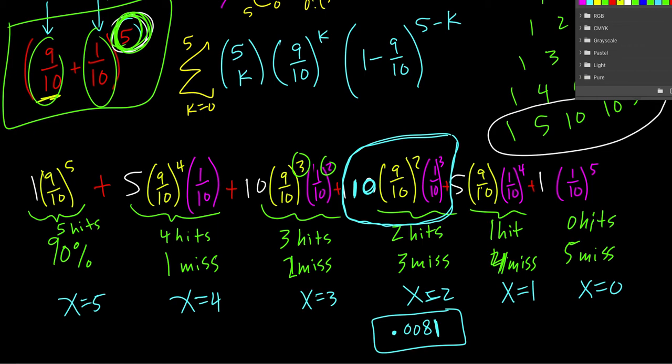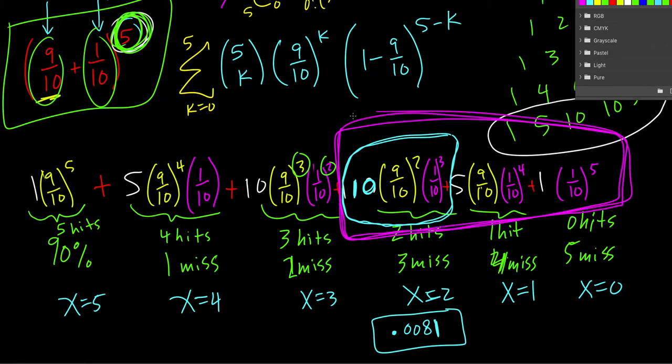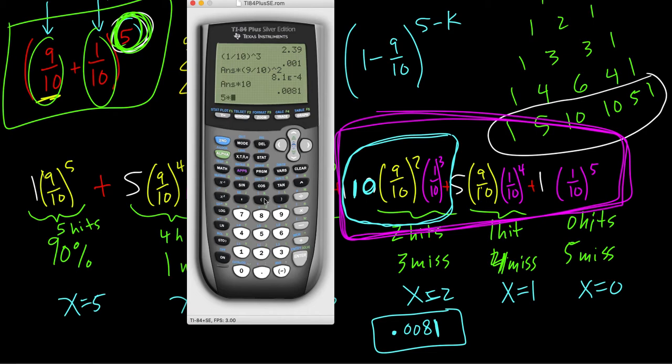And then it says at most 3 times. So if we're saying that x needs to be less than or equal to 3, we're going to look at all of this. And we need to figure those out. Okay, so we already figured out this one. So I'm just going to figure out this one, and then we'll add them together. Okay, so I get 5 times 9 divided by 10. It's raised to the 1, so I don't need to do that. And then 1 divided by 10, and that's raised to the 4.